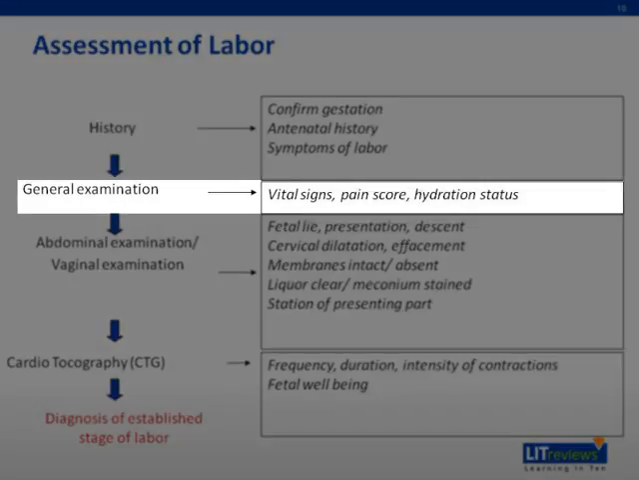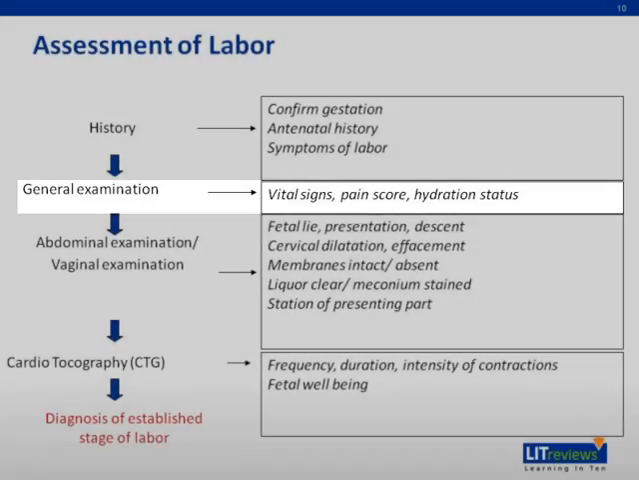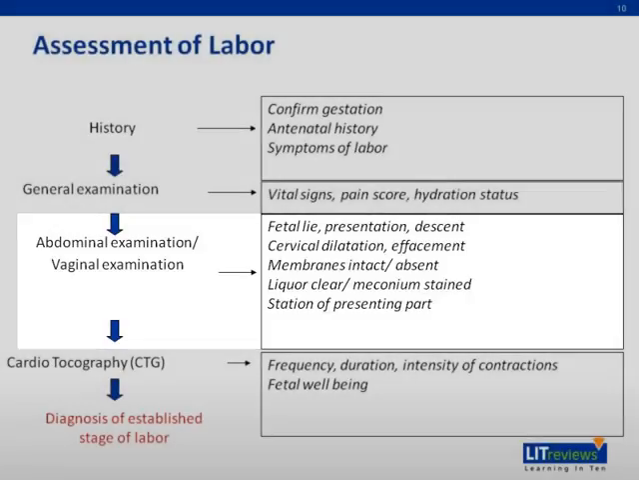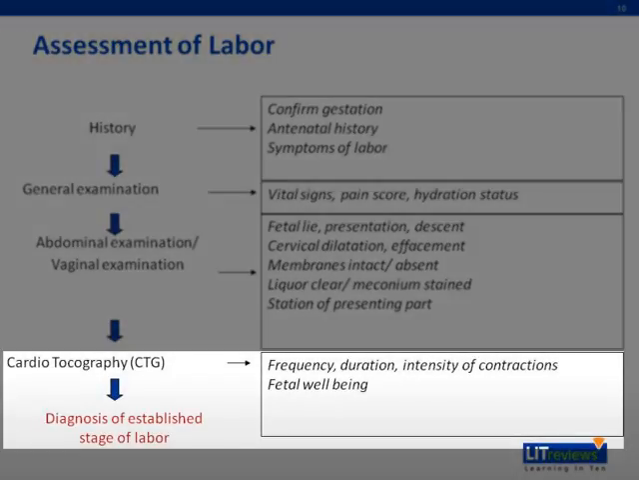Physical examination should be focused at assessment of the degree of cervical dilatation and effacement, as well as frequency of uterine contractions. Other important findings include the fetal lie and presentation, the presence of fetal membranes, the color of the liquor, and the descent station of the fetal part. CTG is also an important tool in the assessment of the frequency of uterine contractions, as well as the monitoring of fetal well-being.